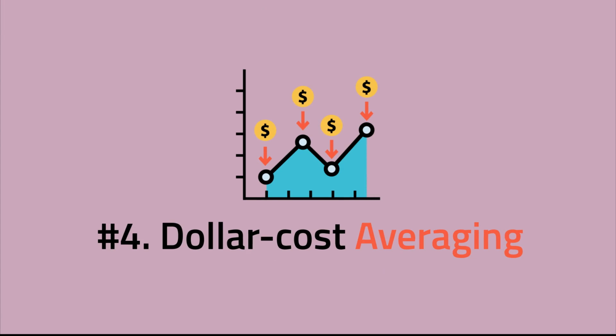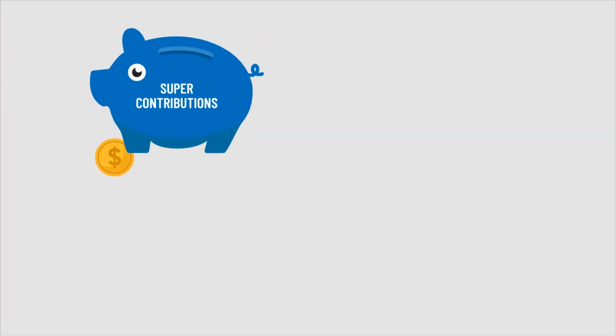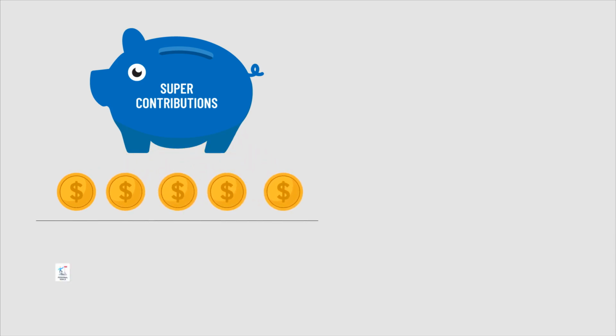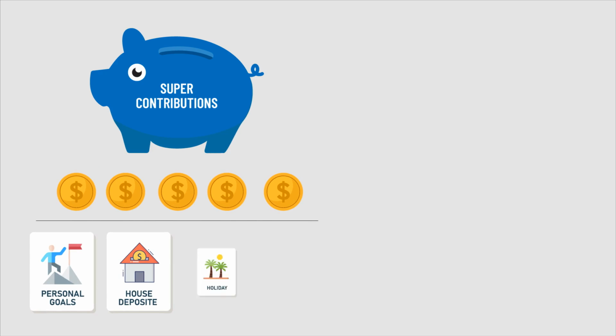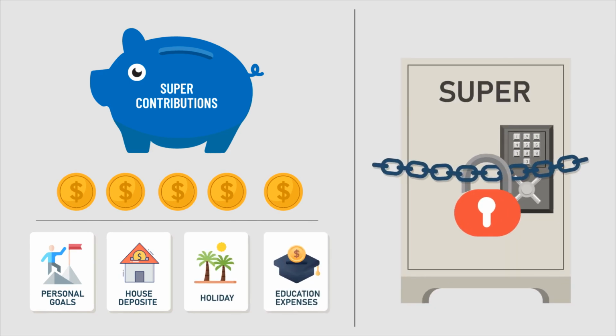4. Dollar cost averaging. Automatic investments of the same amount of money each time is also a great way to implement the dollar cost averaging strategy, and in many ways simply replicate what your workplace super contributions are doing, but with the advantage that the money can be accessed for personal goals, house deposit, holiday, education expenses, compared with super, which is locked away till retirement.